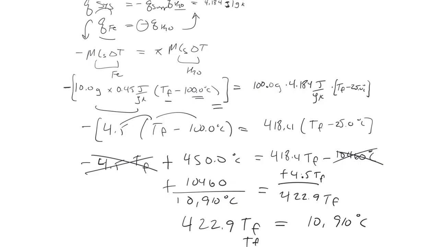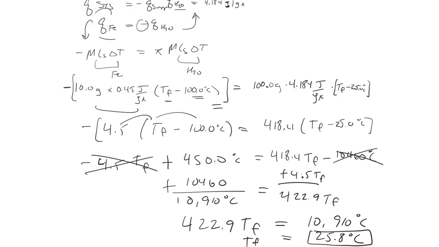So my TF should be equal to 10,910 divided by 422.9, 25.8. I was just trying to think if I wanted to think about sig figs, and I don't think I do. So we'll leave the sig fig discussion out. That's a very good sig fig question, maybe the hardest one ever.